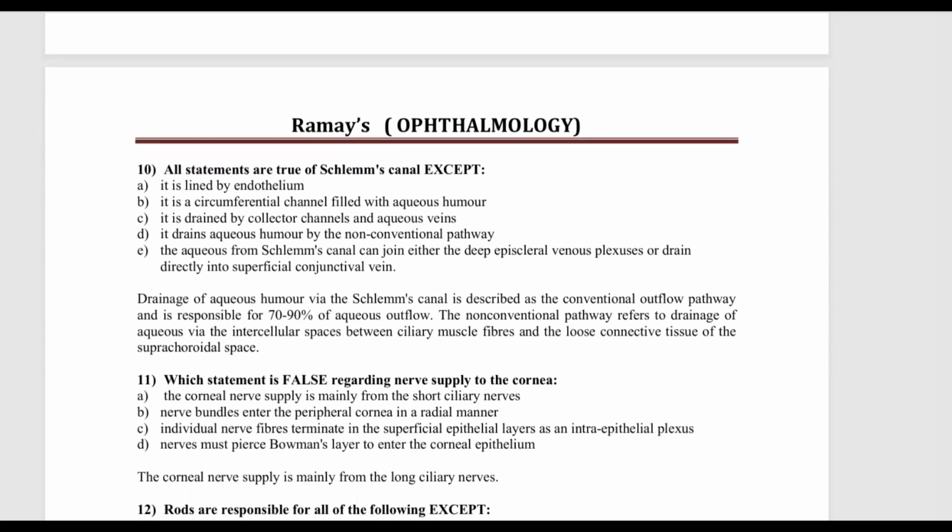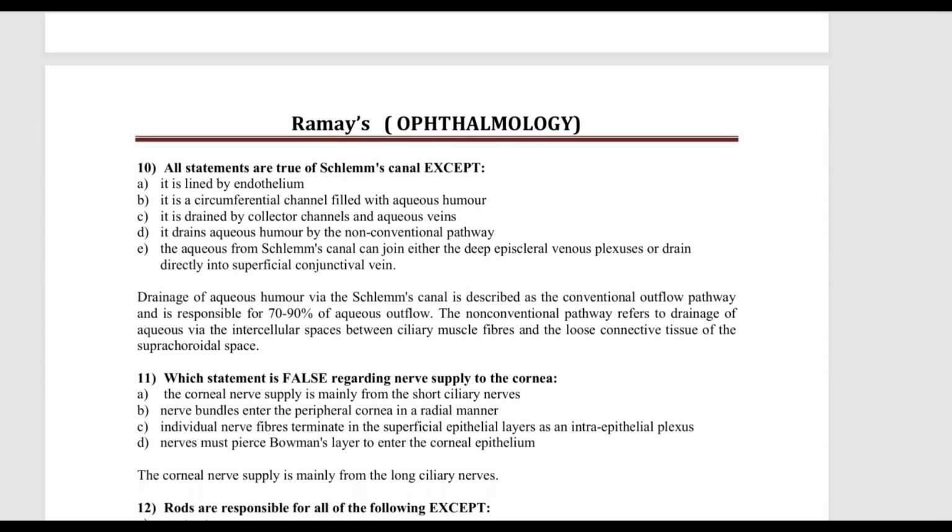The next question is, all the statements are true about the Schlemm canal except which statement is wrong? We have to choose that. The options are: it is lined by the endothelium; it is a circumferential channel filled with aqueous humor; it is drained by collecting channels and the aqueous vein; it drains the aqueous humor by the non-conventional pathway. The aqueous from the Schlemm canal joins either the deep scleral venous plexus or drains directly into the superficial conjunctival vein.